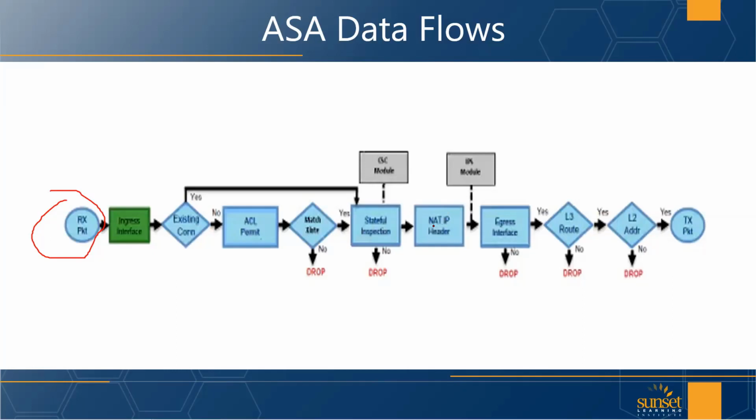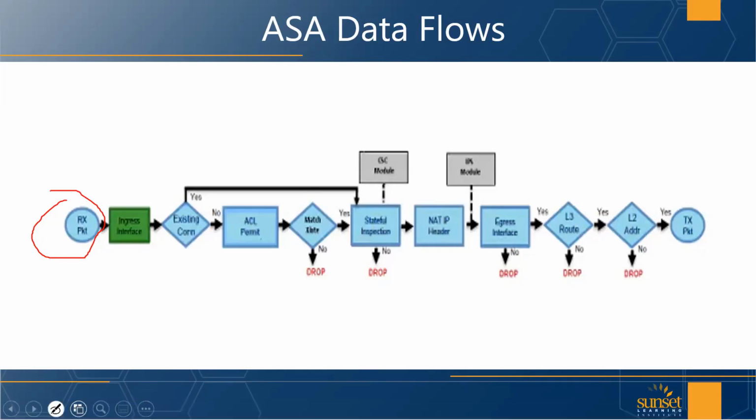Okay. Then we deal with our NAT, send it out the egress interface, look at the layer 3 route, cap it at layer 2, and send it. Now up here we have these optional modules that do a little bit of application stuff and a little bit of IPS, but we're not really going to talk about those in the ASA context.